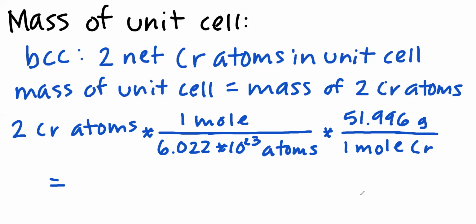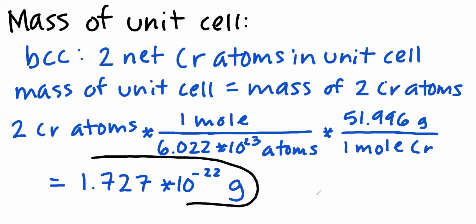And those calculations give us the mass of 1.727 times 10 to the minus 22 grams. That is a very small mass, just the mass of two chromium atoms. And yep, that's the mass of our unit cell.